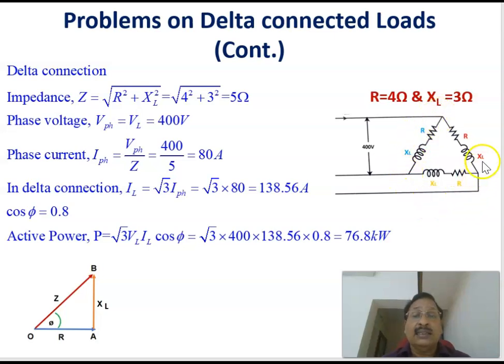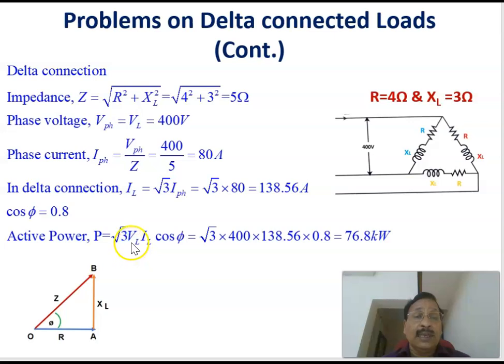Therefore, in a delta configuration, line current equals root 3 times phase current, root 3 times 80, or 138.56. The line current in delta is 138.56 amperes. Next, you are asked to find the power consumed. The power factor is again cos phi equals R by Z, 4 divided by 5, which is 0.8.